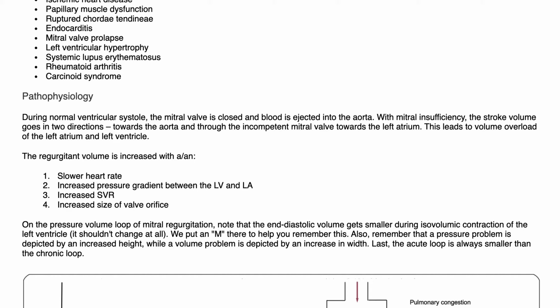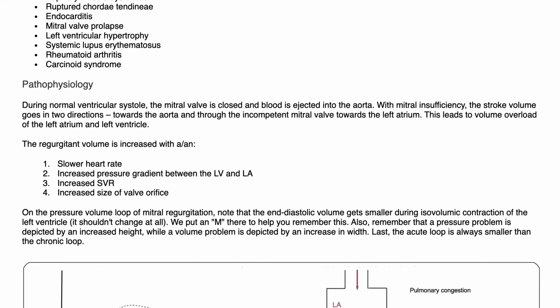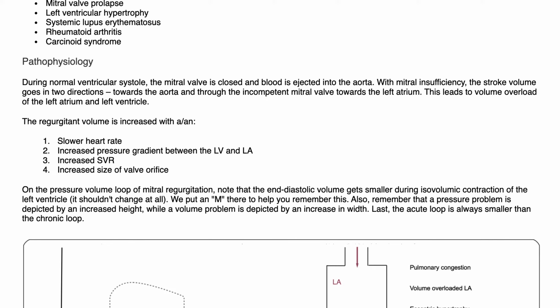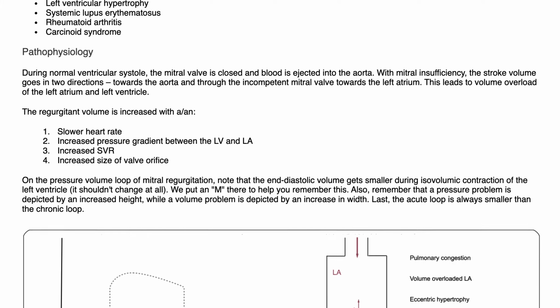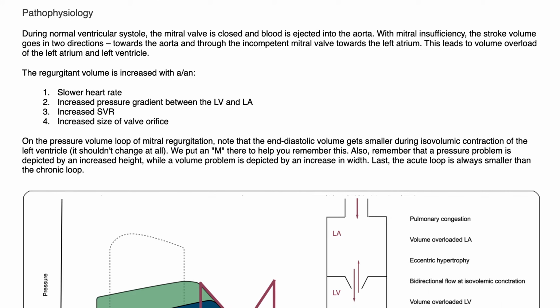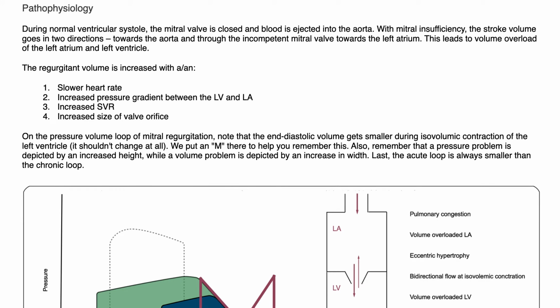Pathophysiology. During normal ventricular systole, the mitral valve is closed and blood is ejected into the aorta. With mitral insufficiency, the stroke volume goes in two directions, towards the aorta and through the incompetent mitral valve towards the left atrium. This leads to volume overload of the left atrium and left ventricle.